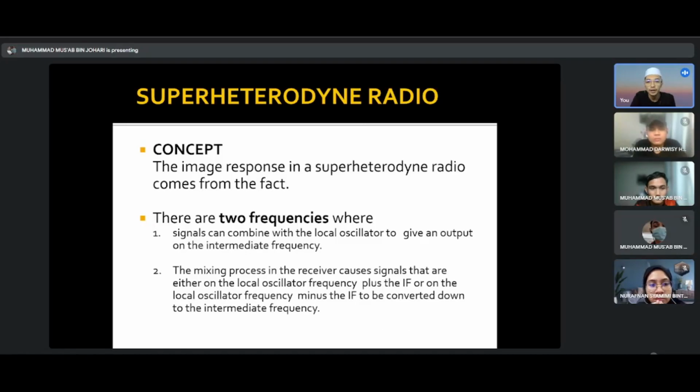Okay, next, superheterodyne radio or superhet radio. The concept: the image response in a superheterodyne radio comes from the fact there are two frequencies. The first one is a signal that can combine with the local oscillator to give an output on the intermediate frequency. Second, the mixing process in the receiver causes signals that are either on the local oscillator frequency plus the IF or on the local oscillator frequency minus the IF to be converted down to the intermediate frequency.